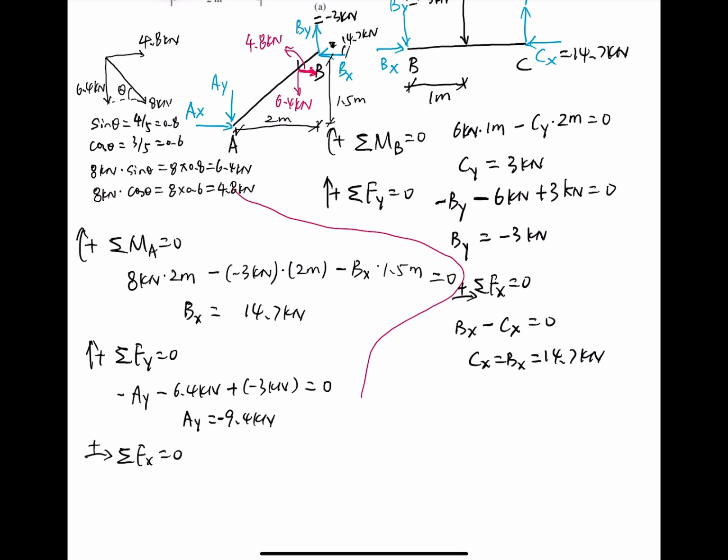So this is Ay, and if we write down the equation of equilibrium in x direction, we assume the positive direction goes to the right. Ax is positive, and plus 4.8 kilonewton is positive as well. And Bx goes to the left hand side, so it's negative, minus 14.7 kilonewton equal to 0. So from this we can calculate Ax equal to 9.9 kilonewton.